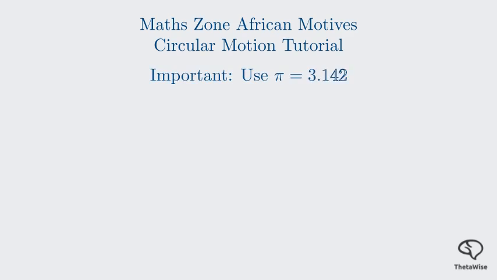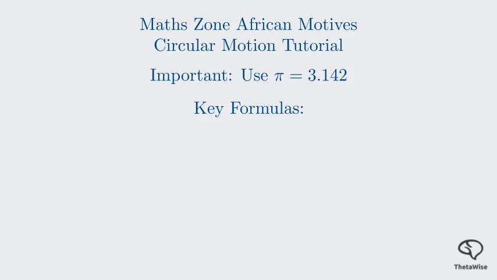First, a very important note. Throughout all these problems, we are instructed to use the value of pi as 3.142. Make sure you use this specific value for your calculations to match the provided solutions. Before we begin, let's quickly review the key formulas we'll be using.